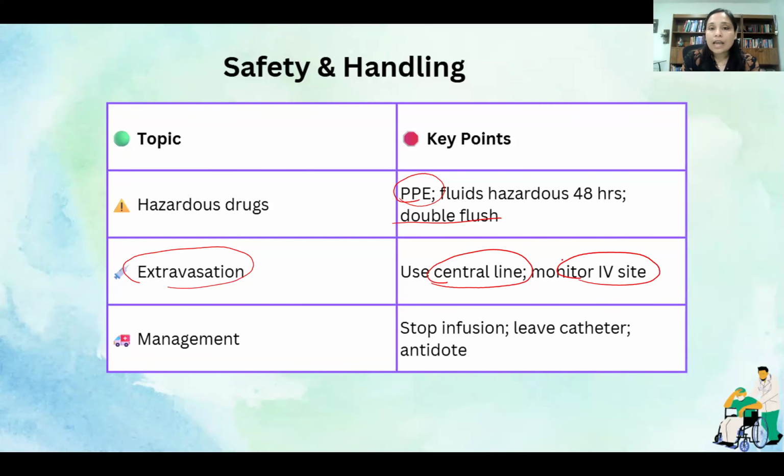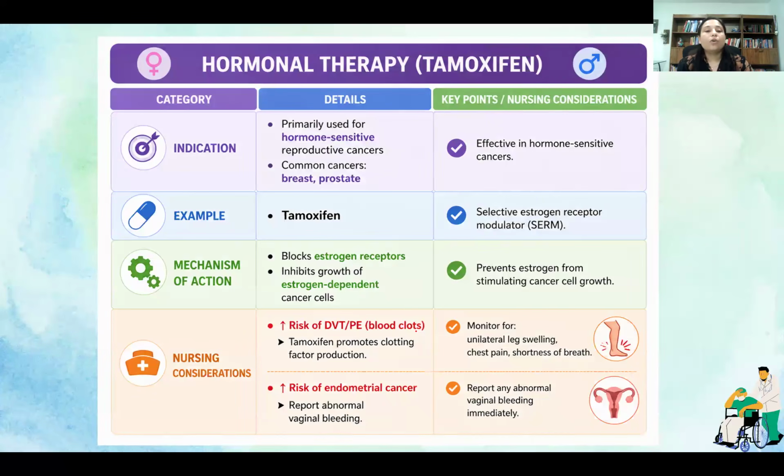In general, if extravasation occurs, then you need to stop the infusion right there. You have to leave the catheter in and you have to give the antidote to the patient. You have to reach out to the doctor for that as well, but the doctor will be giving you the information about the antidote. Okay, so another group that we had discussion about is hormonal therapy.